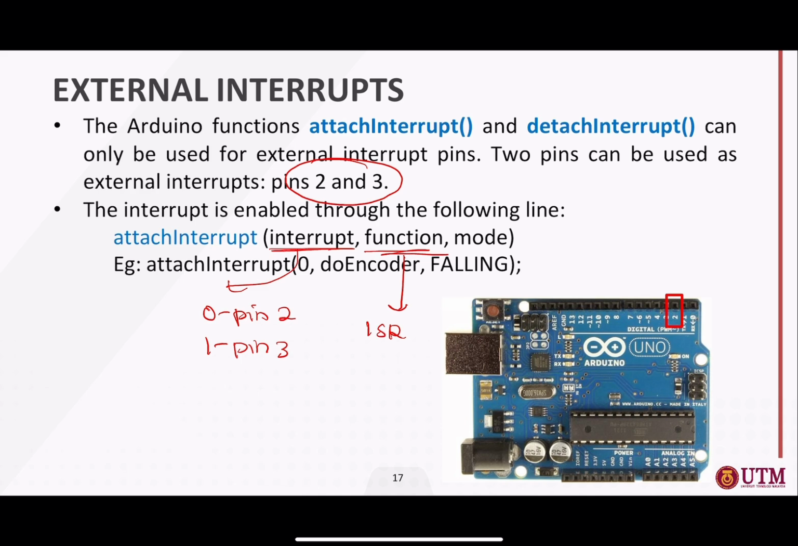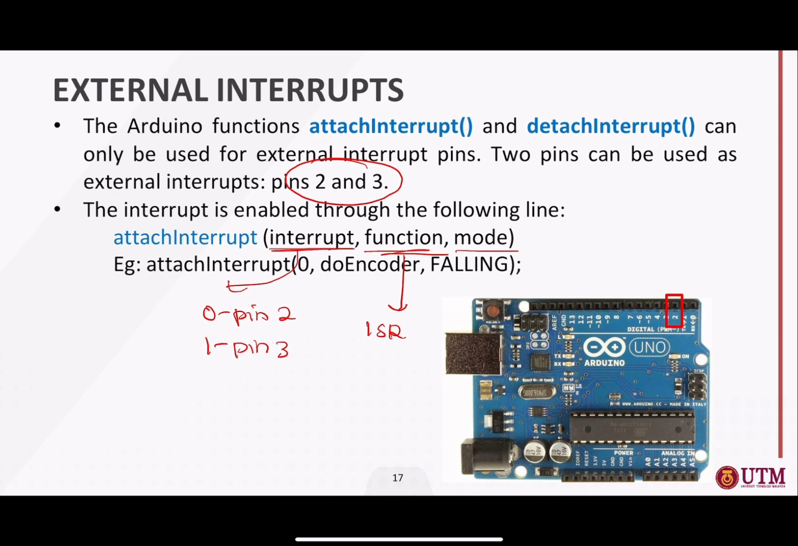If you want to do, for example, an encoder, calculating or counting, the name is subjective. It is up to you. The mode can be falling, rising, or changing. For changing, every change, for example every rising and every falling, will trigger the interrupt.